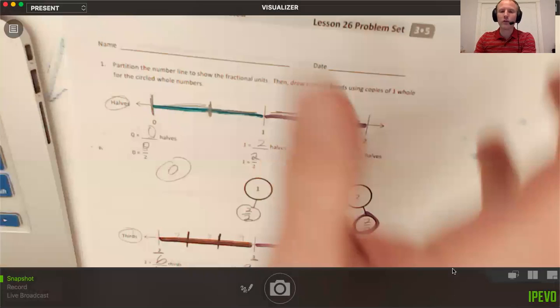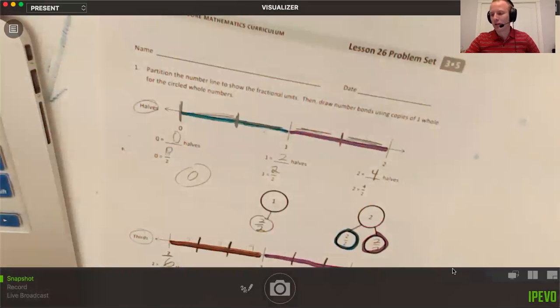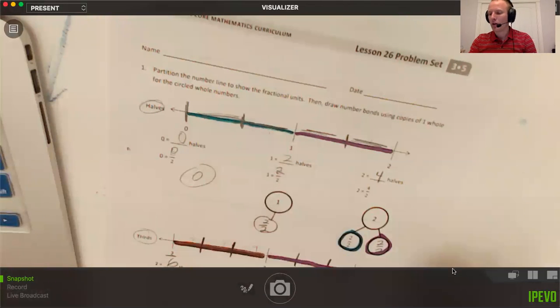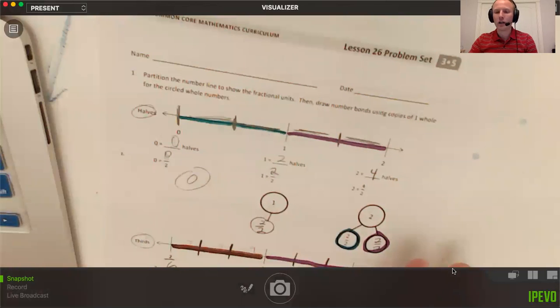Okay, so again, that's review. We haven't necessarily done it in this format, but we've done the color coding. We've been able to identify the whole number fractions on a number line. We've done number bonds, just not with holes in as the copies. But all of that should be pretty familiar.